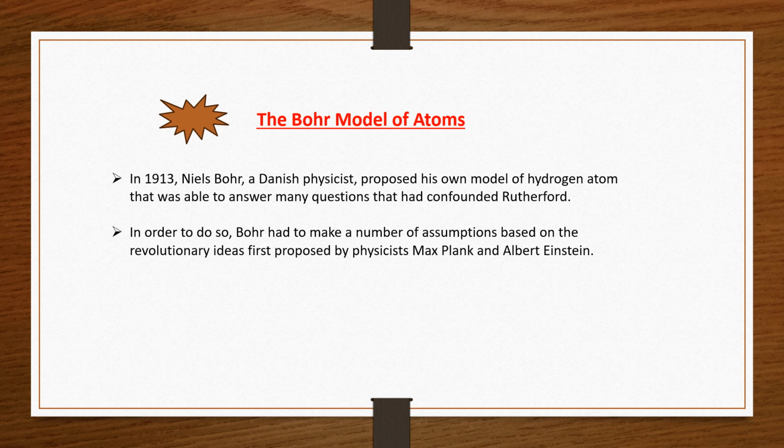The Bohr model of atoms. In 1913, Niels Bohr, a Danish physicist, proposed his own model of the hydrogen atom that was able to answer many questions that had confounded Rutherford. In order to do so, Bohr had to make a number of assumptions based on the revolutionary ideas first proposed by physicists Max Planck and Albert Einstein.